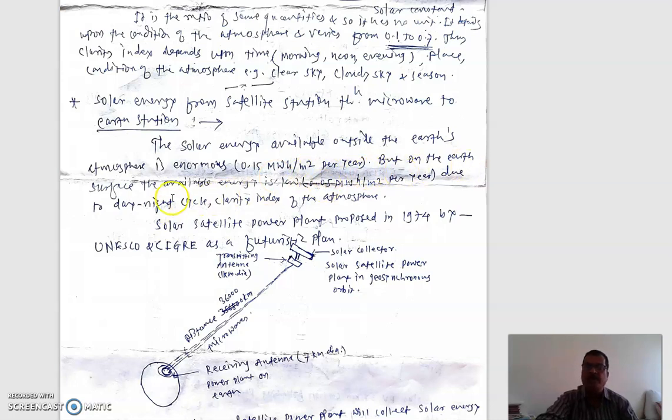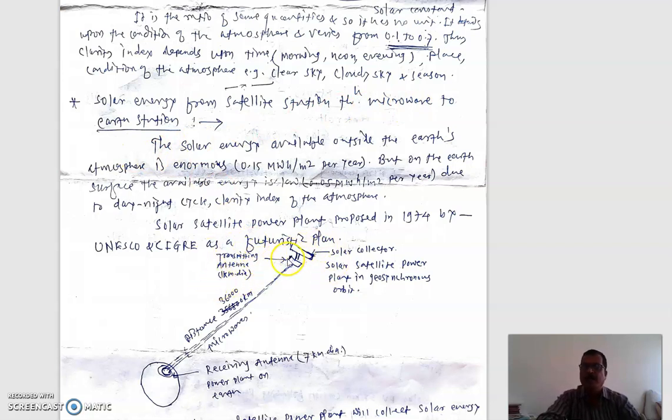But on the Earth's surface, the available energy is low. That is about 0.05 megawatt hour per meter square per year. That is very little, due to the day night cycle, winter season, and clarity index of the atmosphere. Outside the Earth's atmosphere we get 24 hours of solar energy. Therefore we see solar energy from satellite station from microwave to earth station.